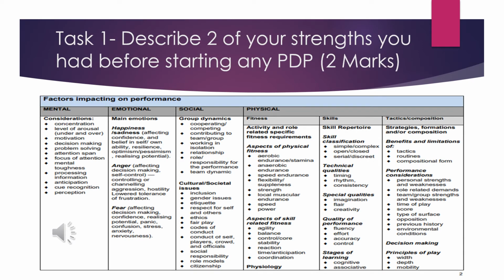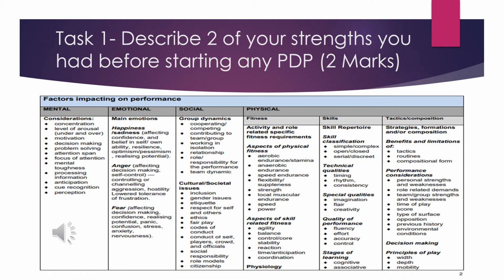So here's your first proper task, which is also going to be in your assignment, so you should do it now as part of your lesson. I would like you to look at the four factors table again if you didn't do it the first time that I asked you to at the start of the lesson, and I want you to describe two of your strengths you had before starting any PDP. So when you arrived at higher, what are two of your strengths?